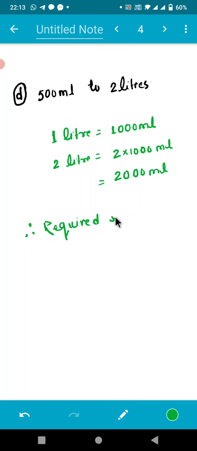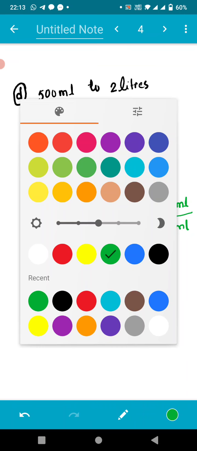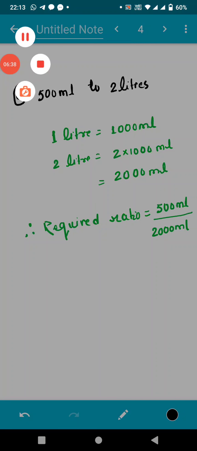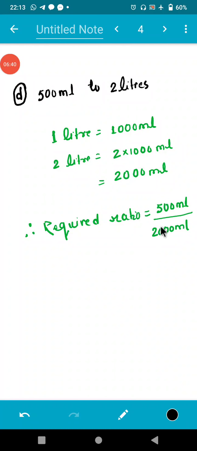Okay. Now therefore the required ratio would be equal to 500 ml upon, in place of 2 liters what we will write now, 2000 ml. Now let's reduce this. So first of all we'll reduce ml, then we'll reduce these 2 zeros.